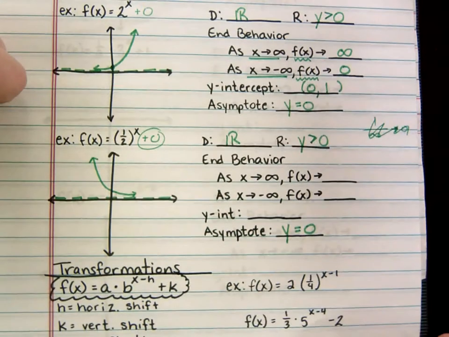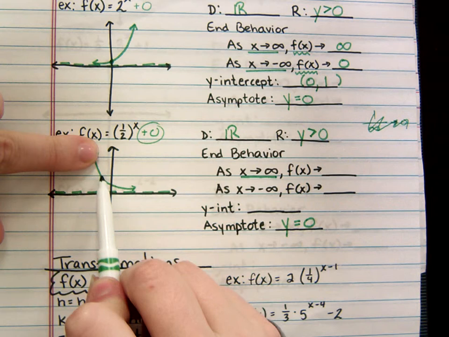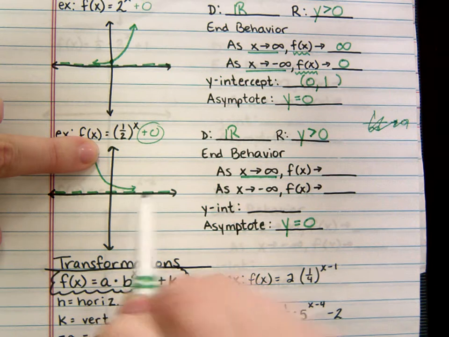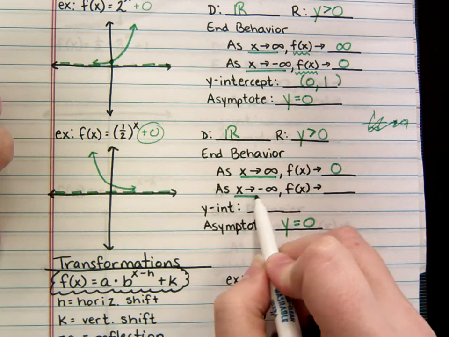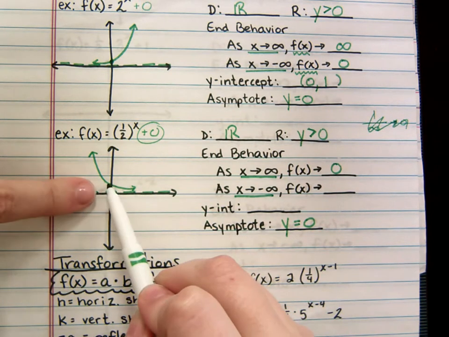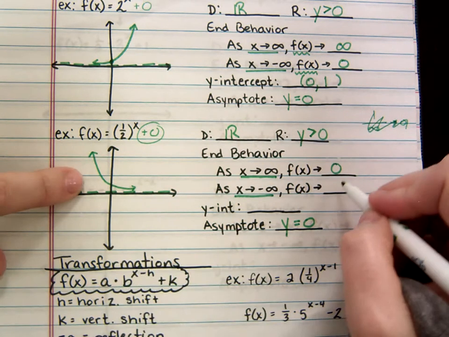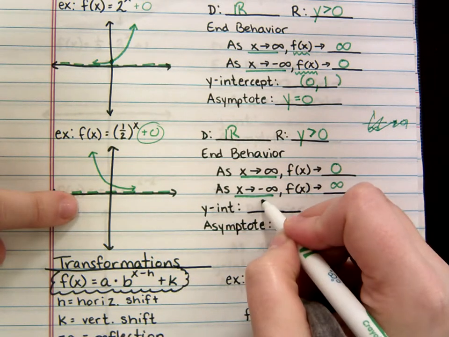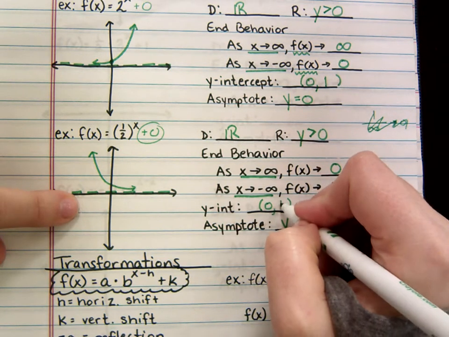Alright, now for the end behavior, as x approaches infinity, that's as we go to the right on the graph. As we go to the right, my graph goes down and gets really close to, but never crosses, 0. As x approaches negative infinity, that means we're going to the left on the graph. It's going up without limit. So the y's, f of x, is going to positive infinity. Now again, your y-intercept is the point where your x value is going to be 0. And this one also has an intercept of 0, 1.